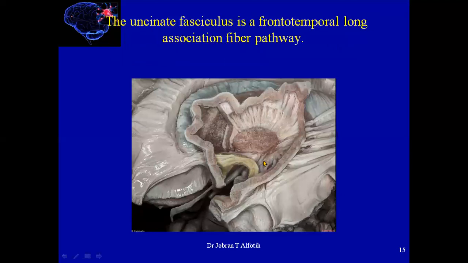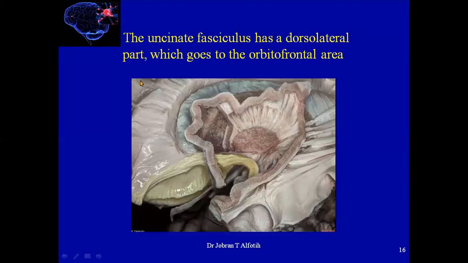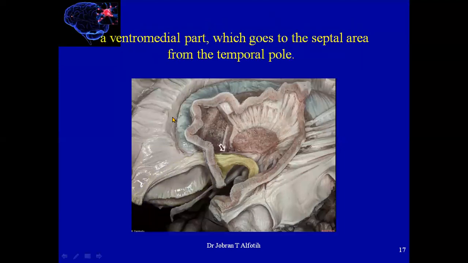The uncinate fasciculus is a frontotemporal long association fiber pathway, and this is the limiting sulcus of the insula. The uncinate fasciculus has a dorsolateral part which goes to the orbitofrontal area. It also has a ventral medial part which goes to the septal area here and extends to the temporal pole here.